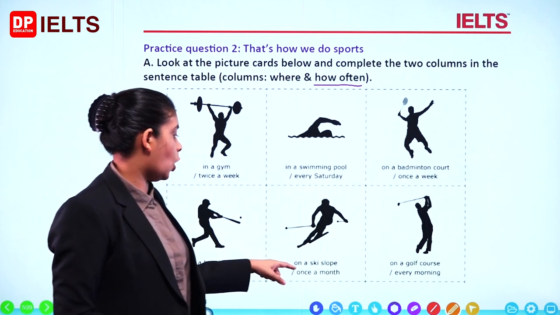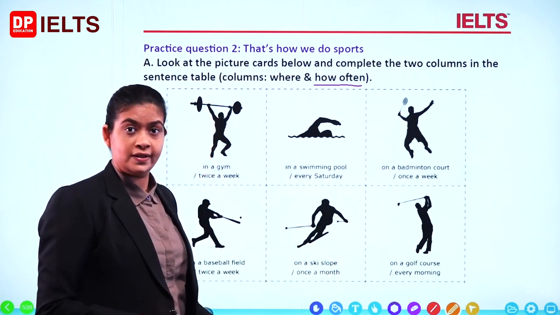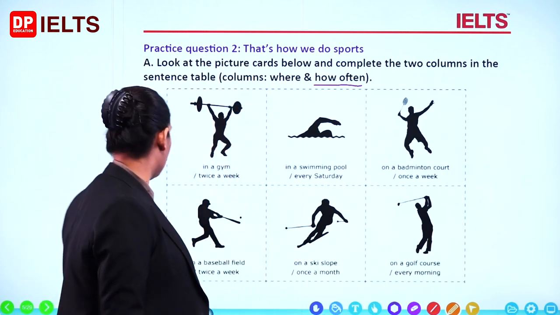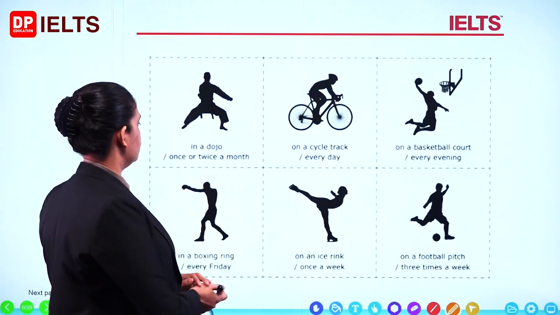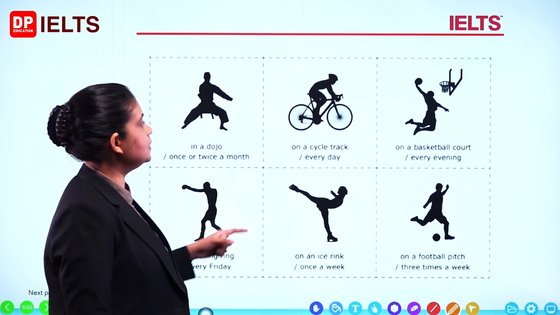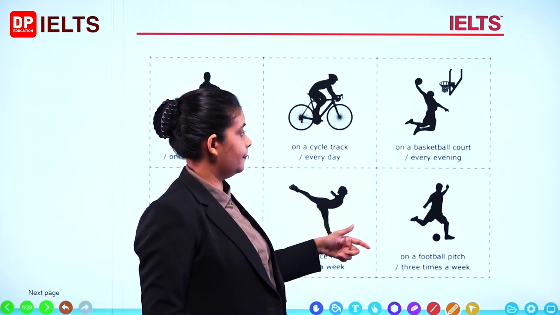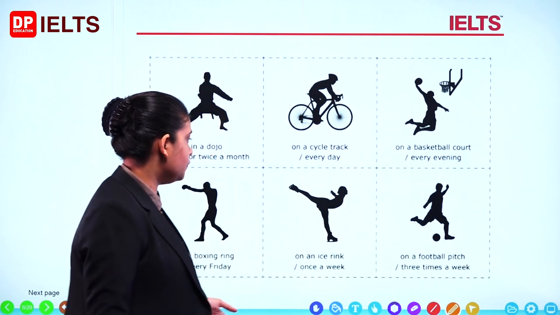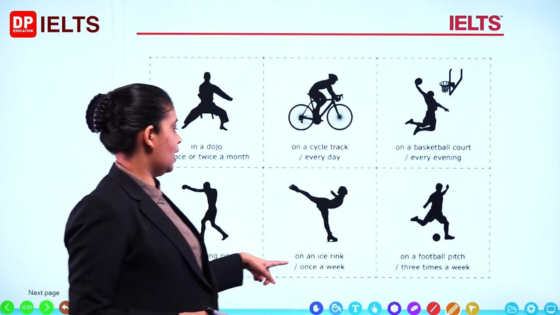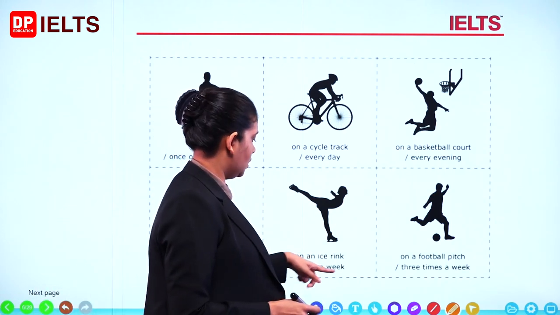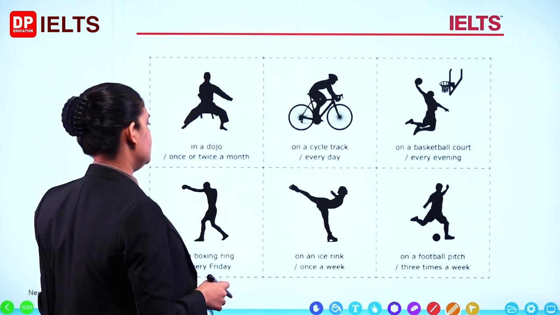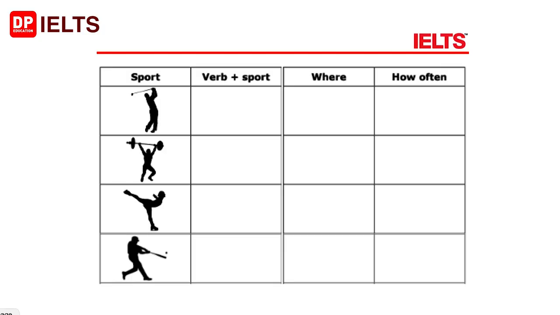Twice a week. On a ski slope. Skiing. Once a month. On a golf course. You play golf every morning. In a dojo, once or twice a week. It's like you do karate, okay? On a cycle track, cycling every day. On a basketball court, every evening. In a boxing ring, every Friday boxing. On an ice ring, skating once a week. On a football pitch, you play football thrice a week, that is three times a week, okay?